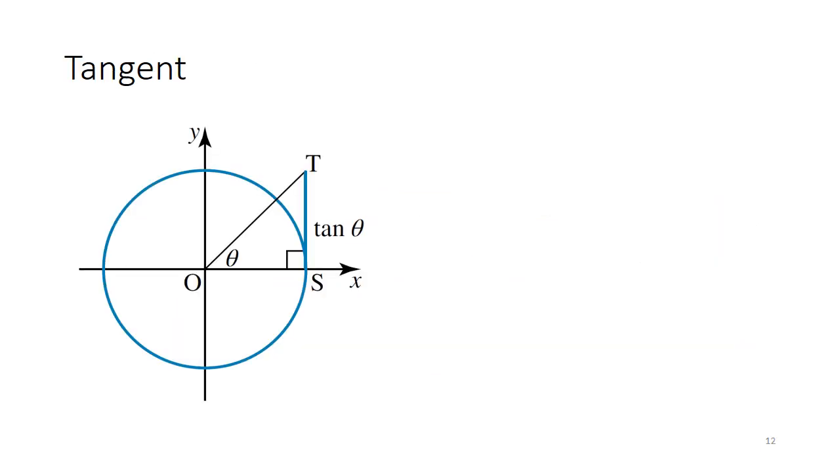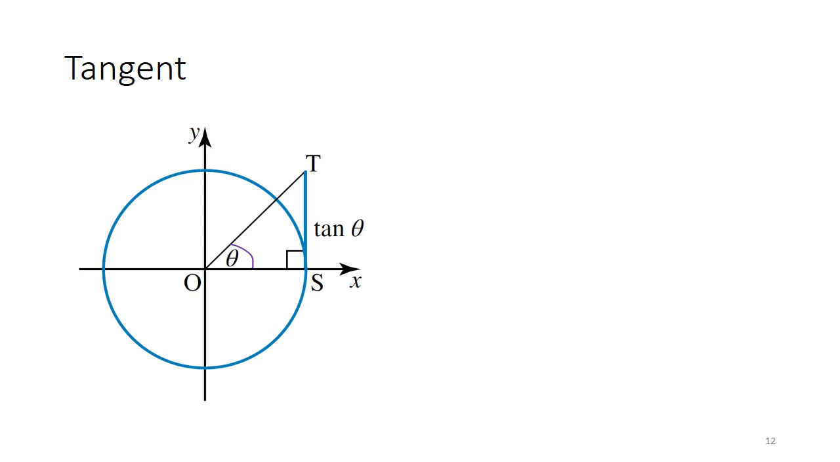Okay, so now we're going to look at tangent. What is tangent? I'll write down the definition for you. If you look here, you can see T and S. This is the tangent of the circle, a tangent that intersects with the x-axis. And then we have this angle TOS, which we call theta.